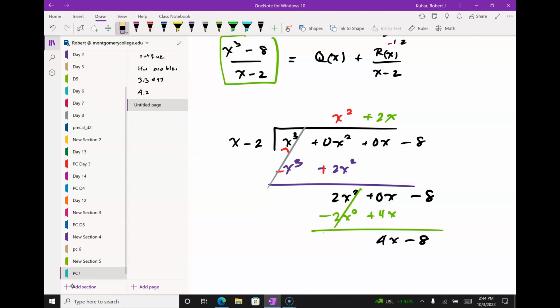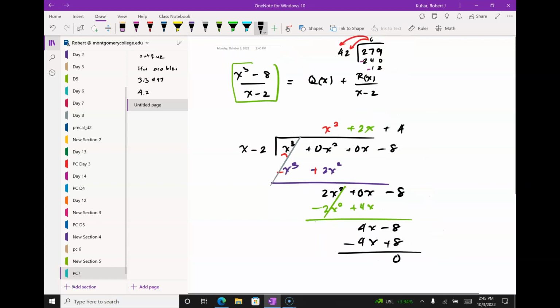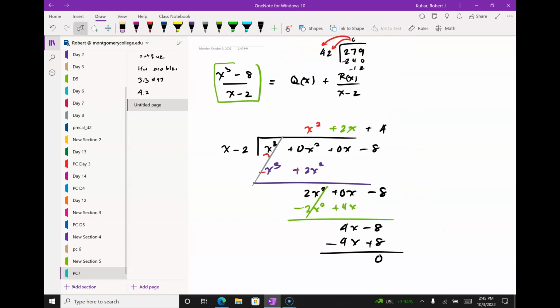Plus what? X goes into 4x how many times? 4. Come back and multiply. 4x minus 8. Change my signs and add. I get a remainder of 0. Yep, x goes into 4x how many times? 4 times. Come back and multiply. Change your signs and add.